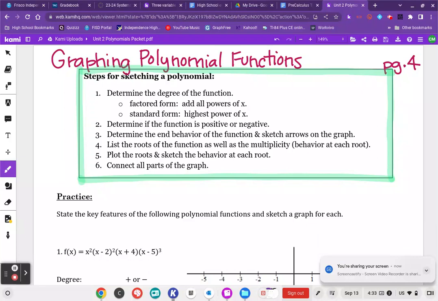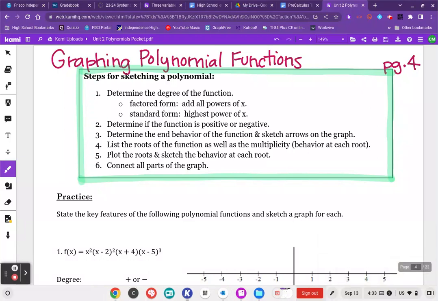Okay, this is graphing polynomial functions. I'm on page 4 of the Unit 2 packet. We've got some steps here for sketching the graph of a polynomial function. I'm going to go through each of the steps and do a couple of examples. And the first thing we're asked to do here is to determine the degree of the function.